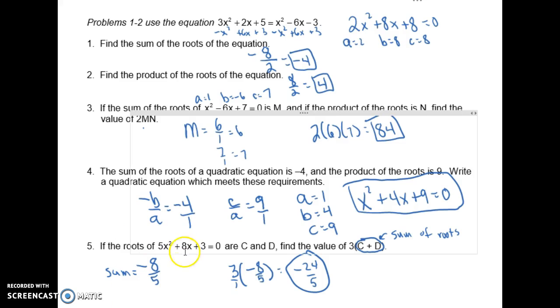Again, the sum of the roots is negative b over a. Product of the roots is c over a, if it's set up in the form ax squared plus bx plus c equals 0. The trick is to read the last part of that question and figure out what it is asking us to actually do.